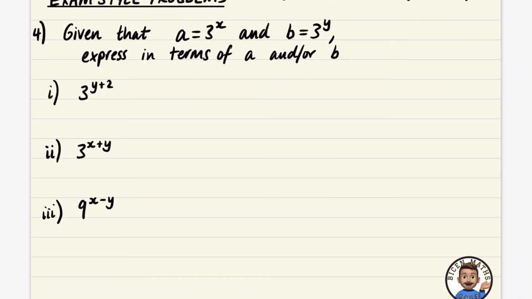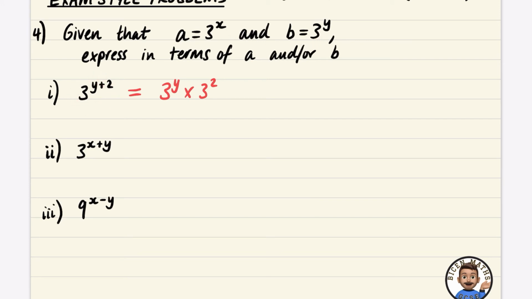So here it says, given that a equals 3 to the x and b equals 3 to the y, express in terms of a and or b, these ones that we have. So 3 to the y plus 2. Well, because these powers have been added, I think it's come from something that has multiplied. So I think it's going to be 3 to the y multiplied by 3 squared. Okay, so that's going to help me use this.